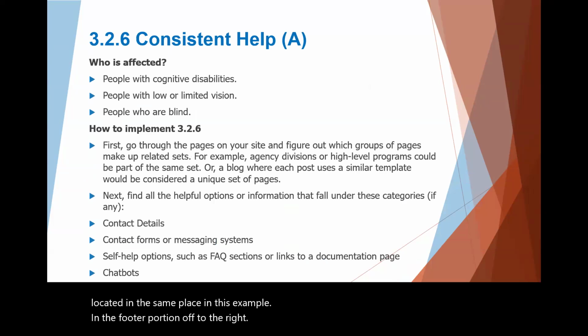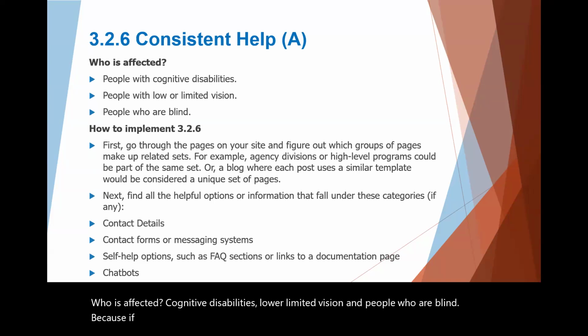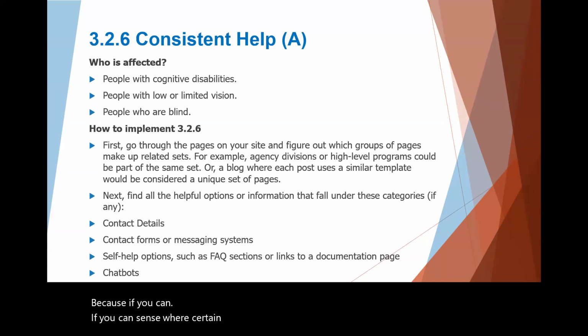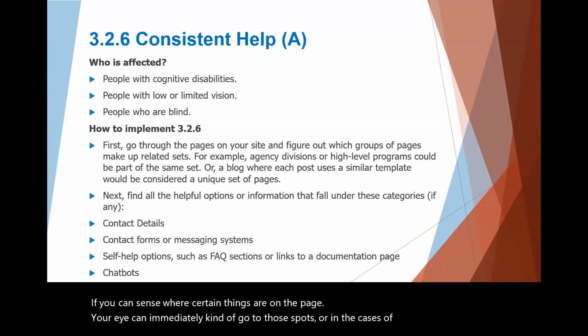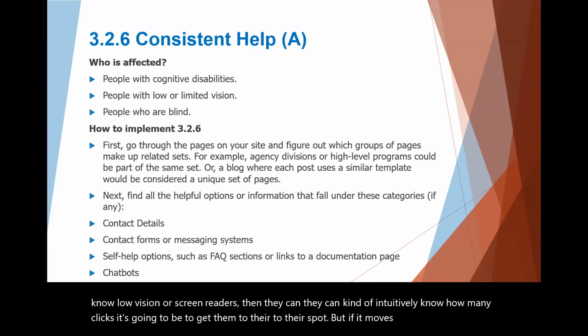Who is affected? Cognitive disabilities, limited vision, and people who are blind. Because if you can sense where certain things are on the page, your eye can immediately go to those spots. Or in the cases of people navigating with low vision or screen readers, they can intuitively know how many clicks it's going to be to get to their spot. But if it moves around, how are they going to find it?